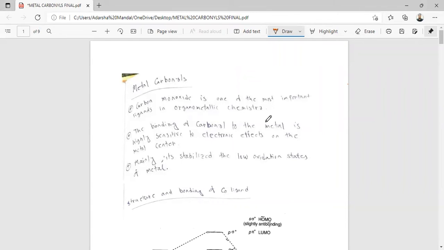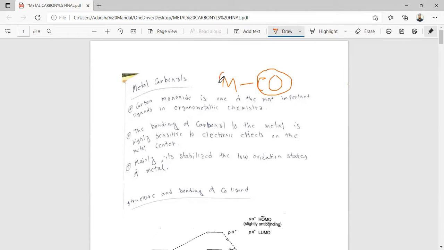In this class, I will discuss the metal carbonyl organometallic compound complex. Metal carbon monoxide is one of the most important ligands in organometallic chemistry. It can donate or coordinate to the metal center via the carbon atom, and this bonding of the carbonyl to the metal is highly sensitive to the electronic effects on the metal center.